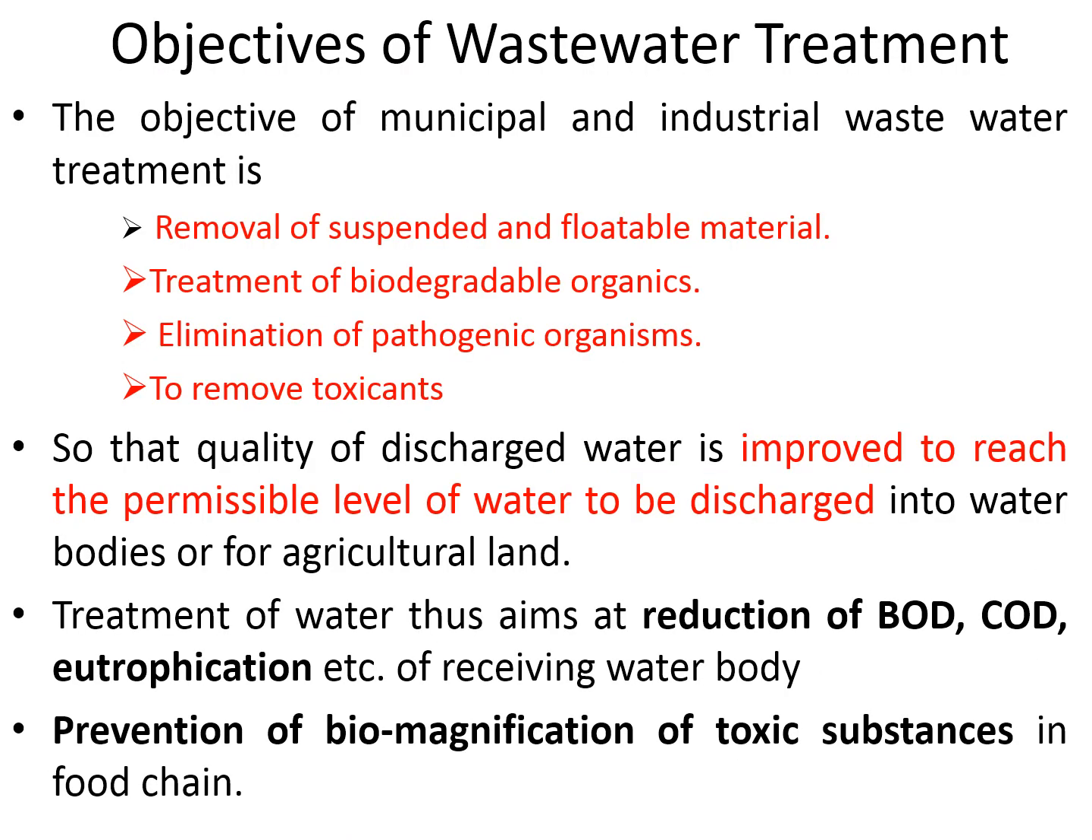So before going to its complete diagram, we should know the objectives of wastewater treatment. The objectives of any municipal or industrial wastewater treatment are the removal of suspended and floating materials. So all the suspended matter and floating matter is to be removed. Then treatment of biodegradable organics, because if this biodegradable organic matter is discharged to a nearby river or stream, it will deplete your oxygen, increase the BOD and COD, and decrease your DO. That's why it affects aquatic life, and the minimum requirement of 4 milligram per liter of DO cannot be maintained.